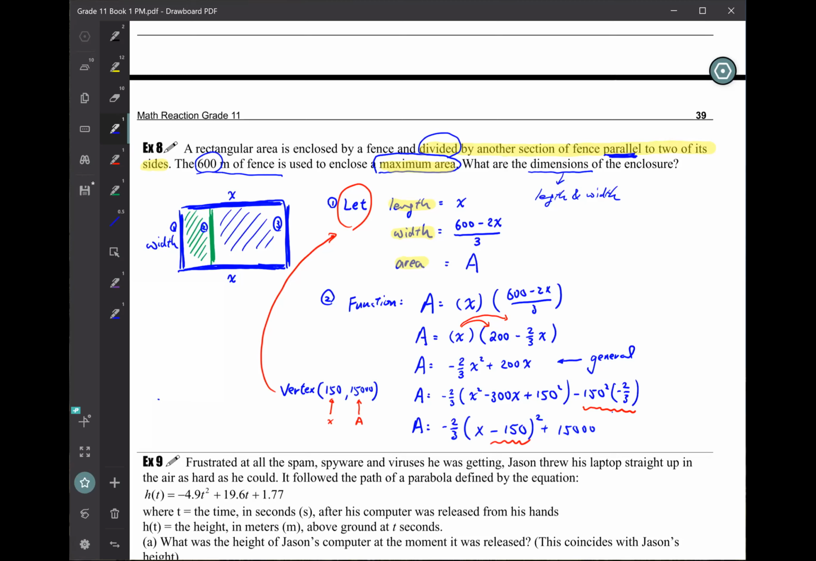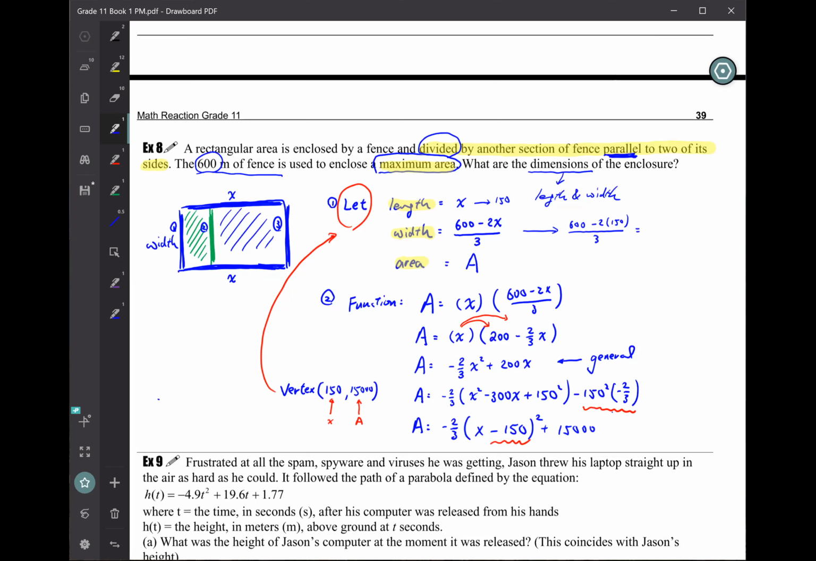600 minus 2x divided by 3. Yeah, and the X is 150. You put it in, okay? And you can tell me what you get. 600 minus 2 bracket 150 and divide by 3. Yeah, okay. So you can calculate that.